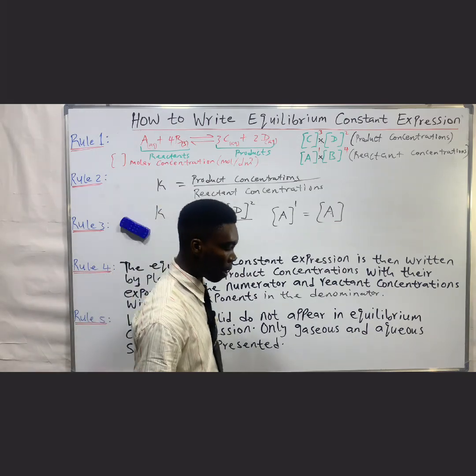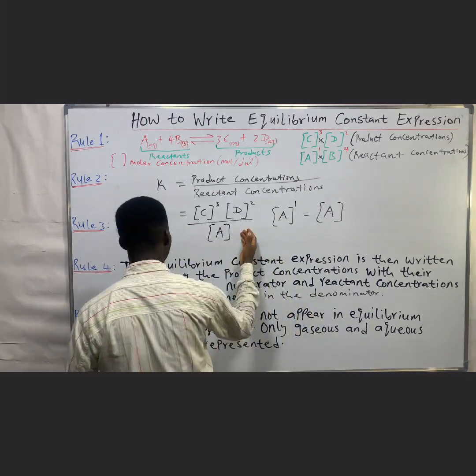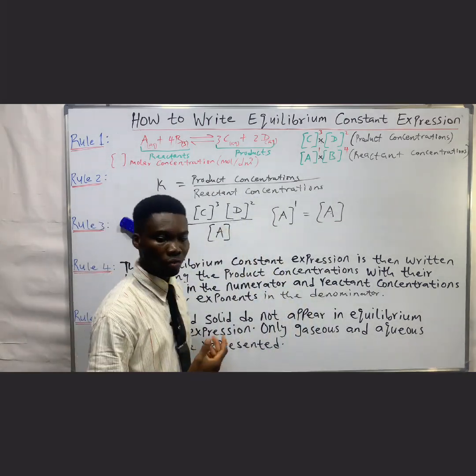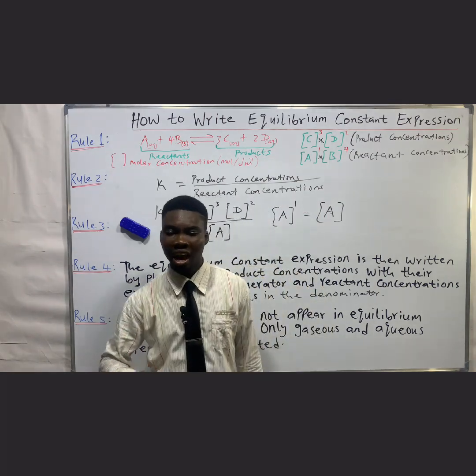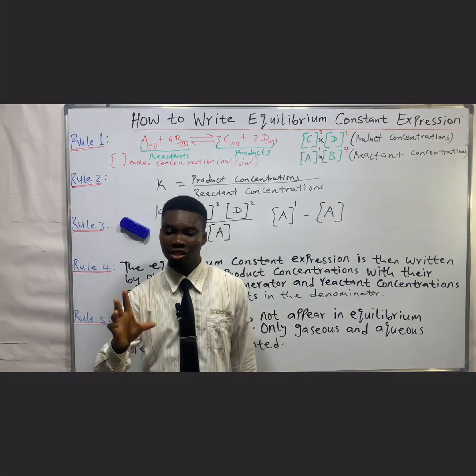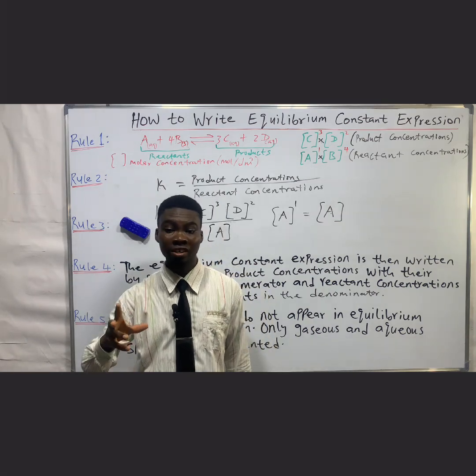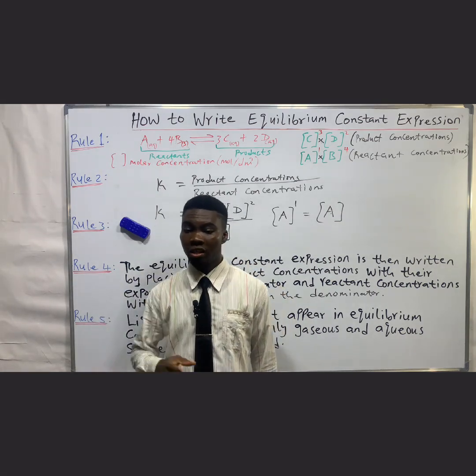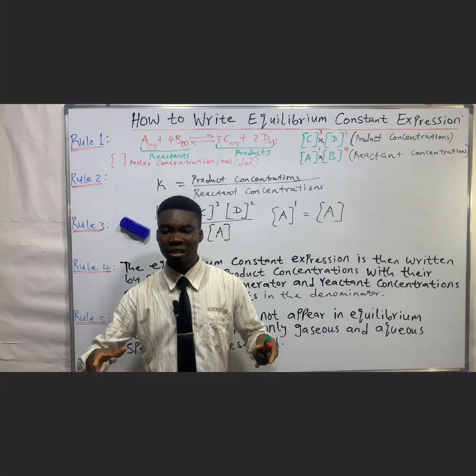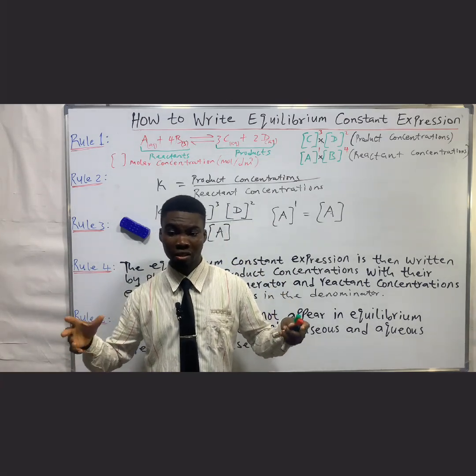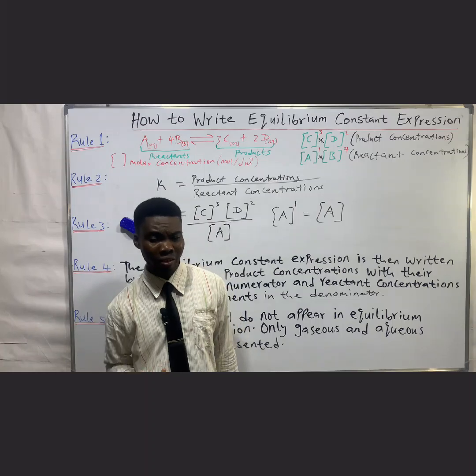Why do they not occur? Why do they not appear in the equilibrium constant expression? The reason is simply because for solids and liquids, the concentrations do not vary significantly. Okay, the concentrations do not vary significantly, so they are usually not varied.